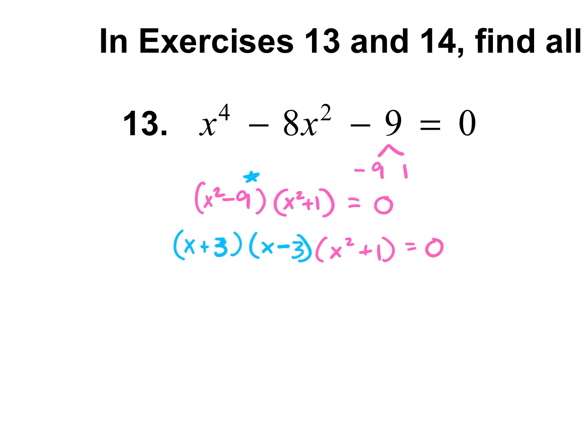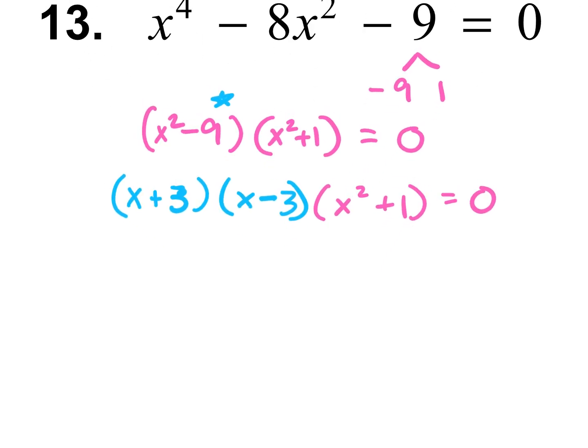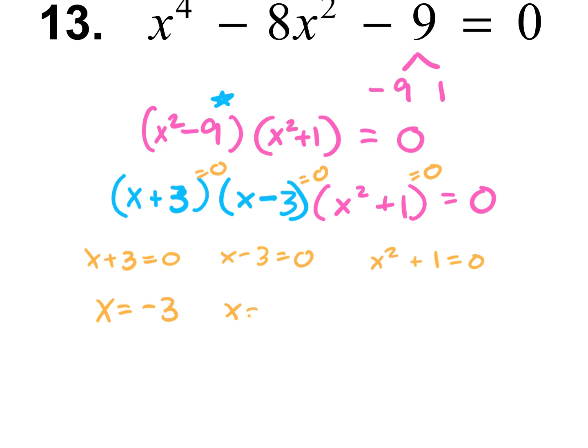So here we're solving. It asks us to find all the real solutions. We need to find what it's equal to. So we set each one equal to 0. X plus 3 equals 0. X minus 3 equals 0. And x squared plus 1 equals 0. So what will x equal? -3, +3, and let's work out the last one.